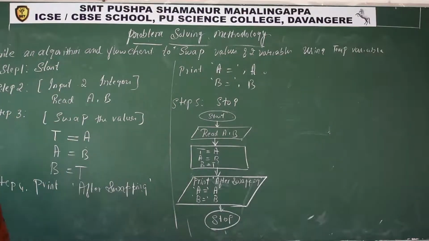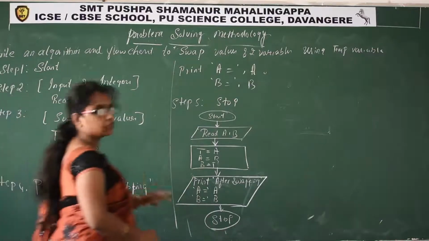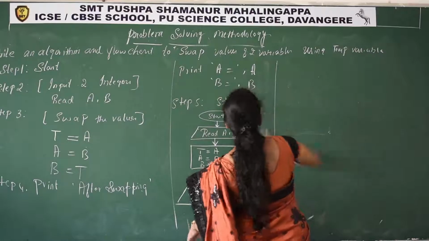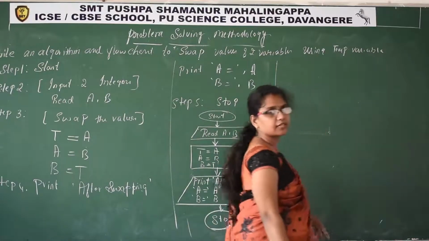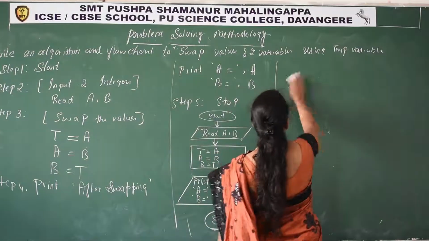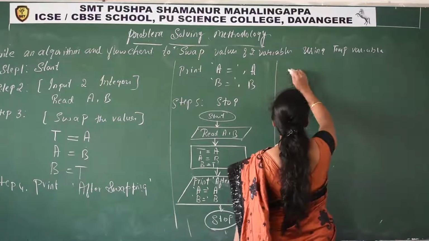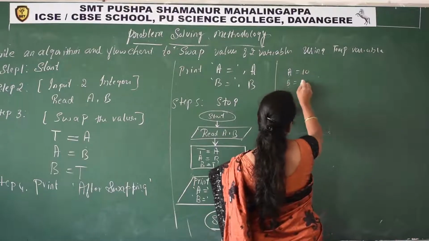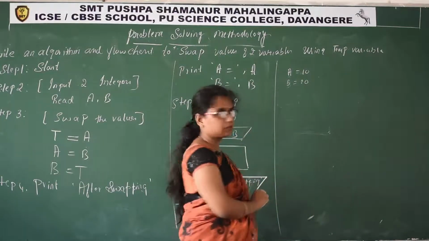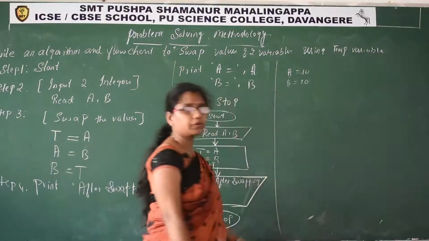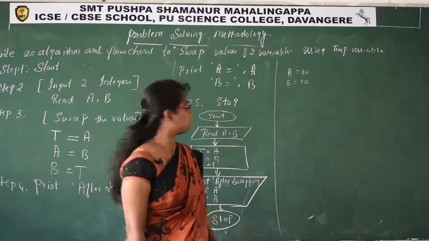Now swapping without using a temporary variable. So we are swapping two values, no? For two values without using a temporary variable, we can use a mathematical calculation here, an arithmetic operation, that is addition and subtraction. See, A is equal to 10 and B is equal to 20. The input values are like this. Now what is the logic? How to swap without using a temporary variable?